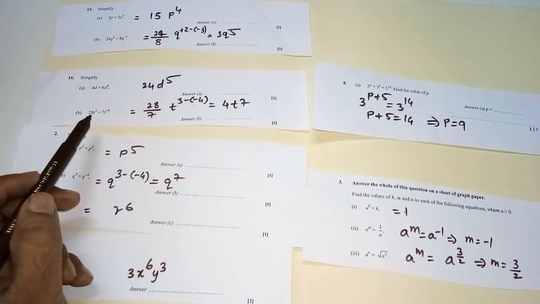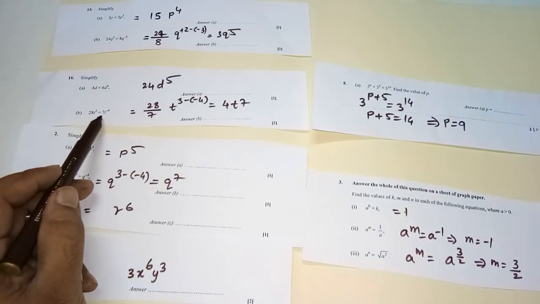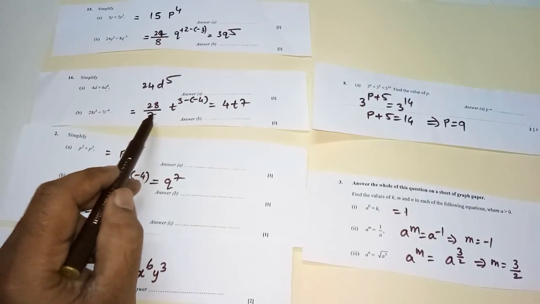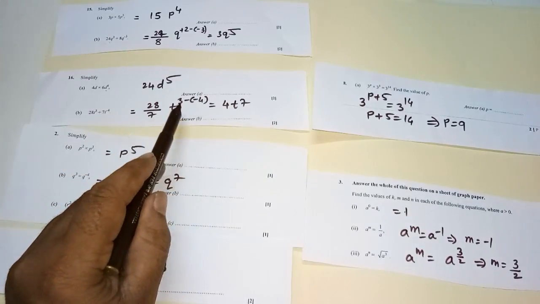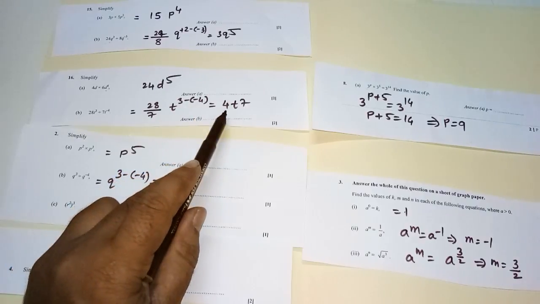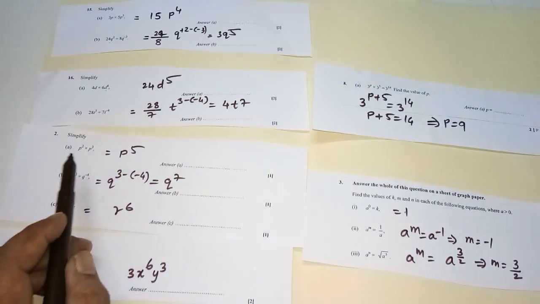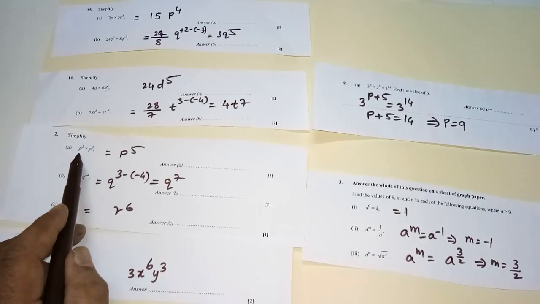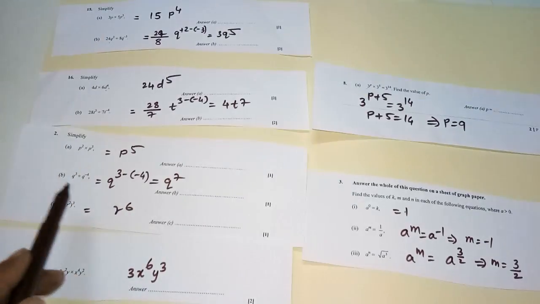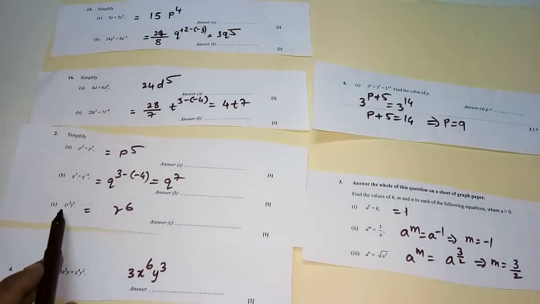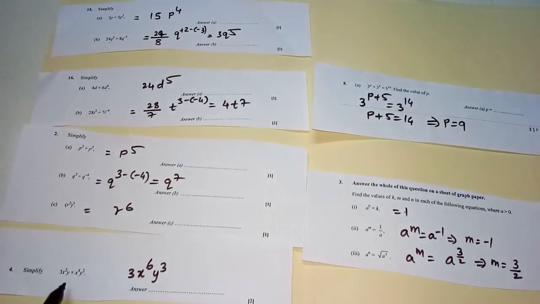The next one is 28 times t cubed divided by 7t to the power negative 4. So 28 divided by 7, and you subtract the powers, which is 3 minus of minus 4, which is going to be 4 times t to the power 7. And this one is p to the power 5, straightforward. This is again the same thing, q to the power 7. And this is going to be r to the power 6. This is going to be 3x to the power 6, y to the power 3.